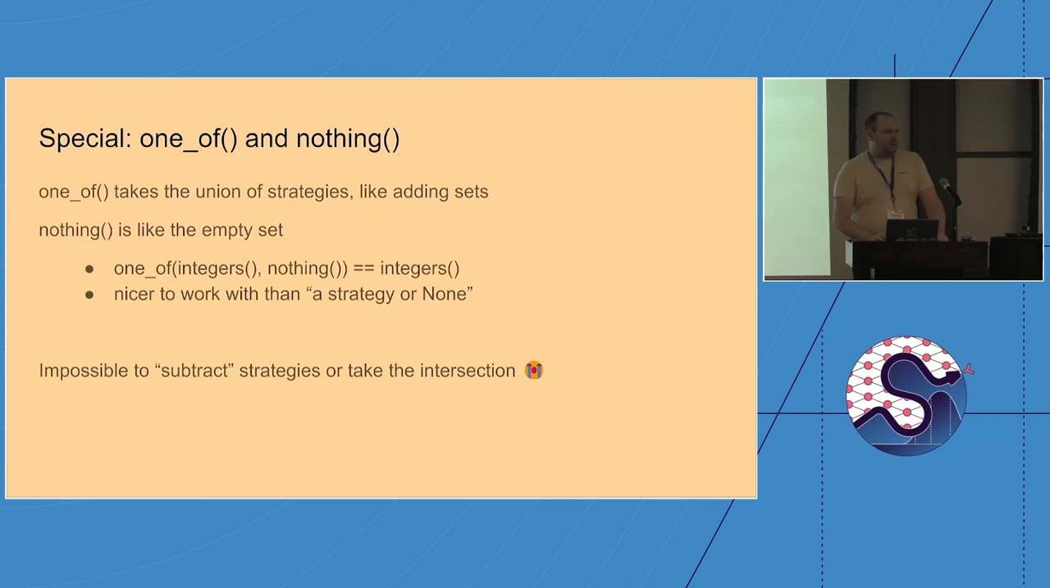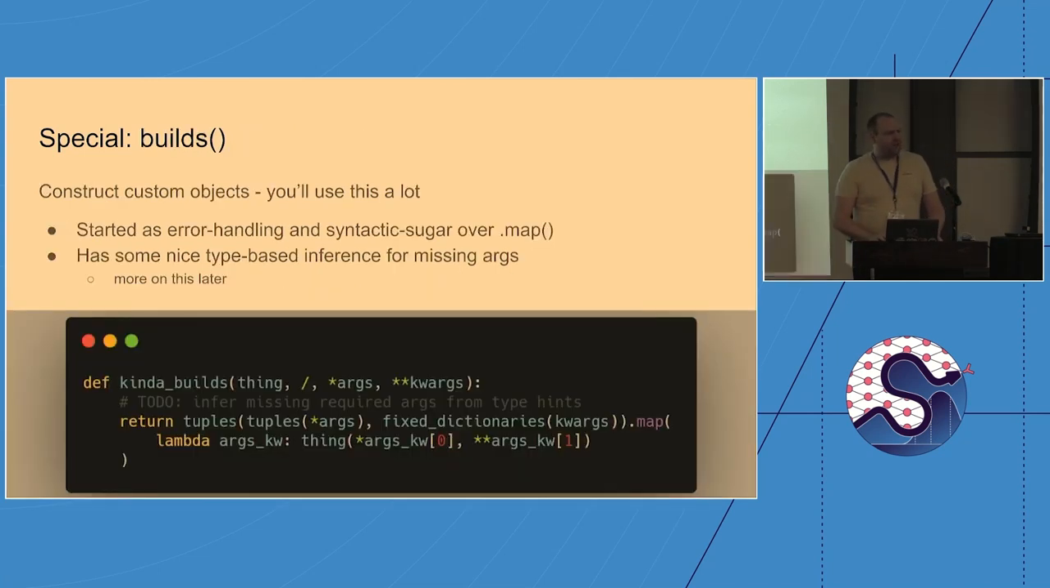Unfortunately, you can't in general subtract strategies or take the intersection, which would be natural if you think of these as sets of values, because those map or filter functions that you applied can do arbitrary other things. They might be stateful, for example. If you're using the Django extra, it will generate you, for example, a user object for your web app, and make sure that the corresponding data is in the database. It's a little hard to work out how you would take the intersection of that and something else. So they're more like recipes than sets of values.